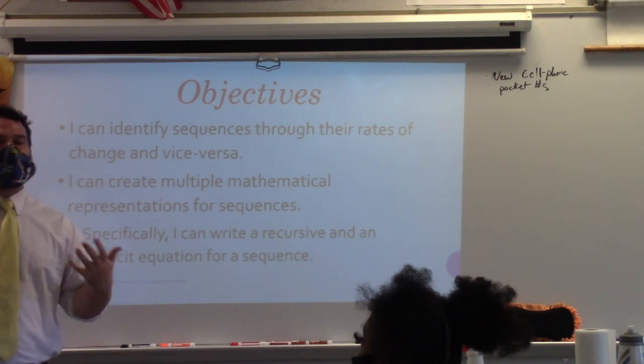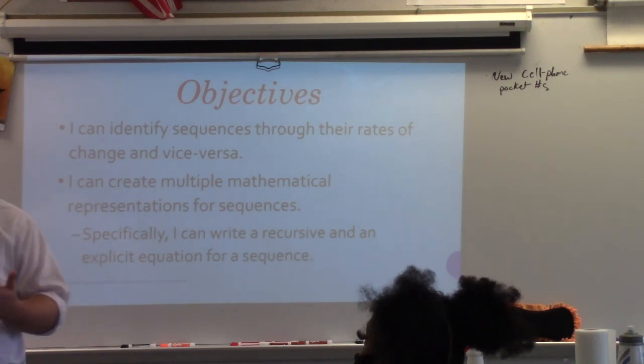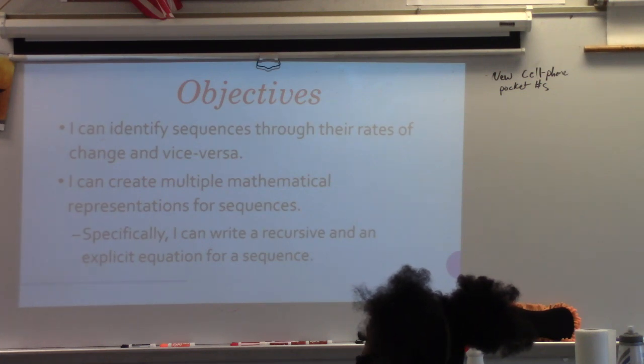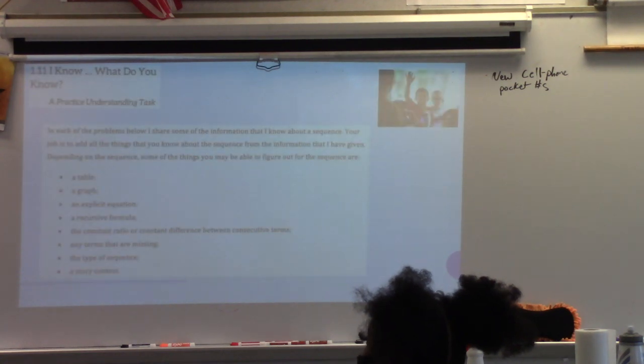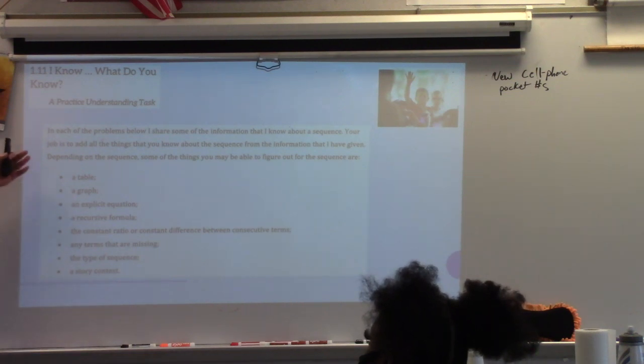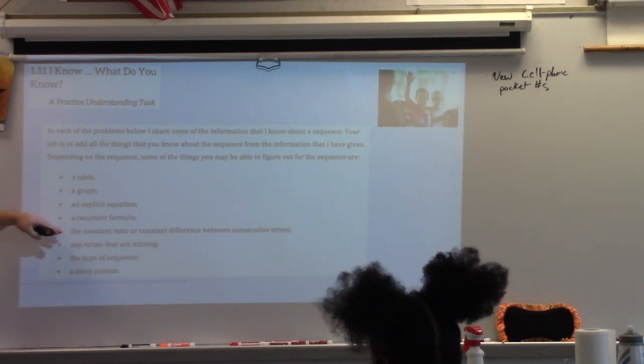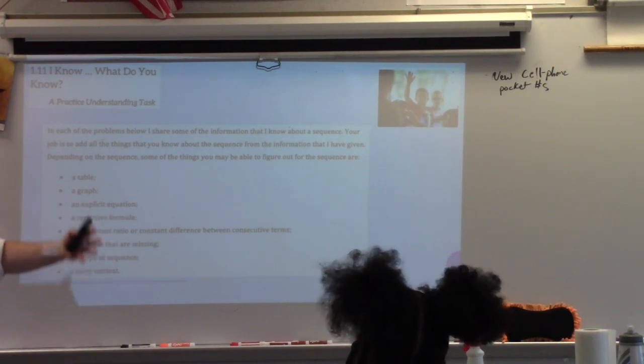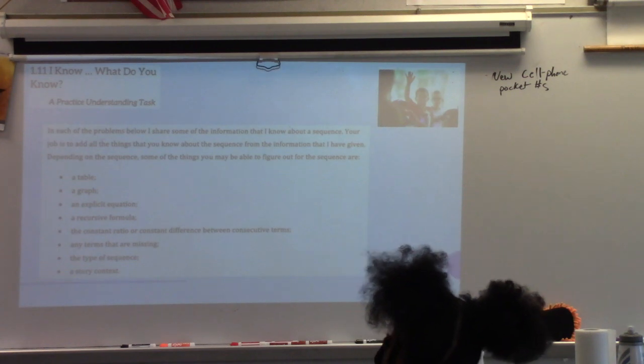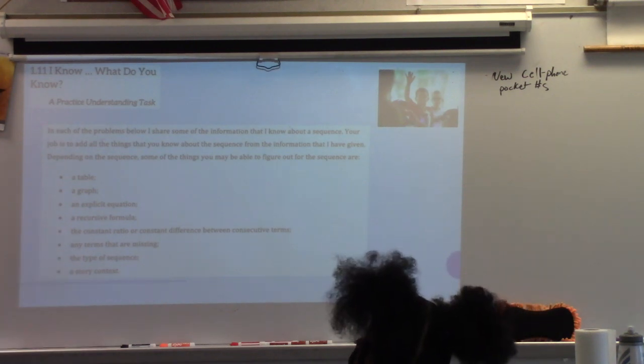This is an algebraic connections course, so we're trying to see the connections between all the different representations and algebra, which is how we write equations and expressions with variables. So in each of the problems below, some information is shared with you about a sequence, and you need to identify everything else that you can, right? So tables, graphs, explicit, recursive equations, constant ratios or constant difference. Remember, that's just common ratios and common difference. Maybe terms that are missing, type of sequence, etc.